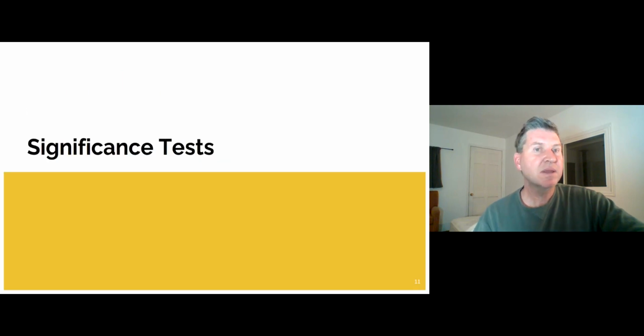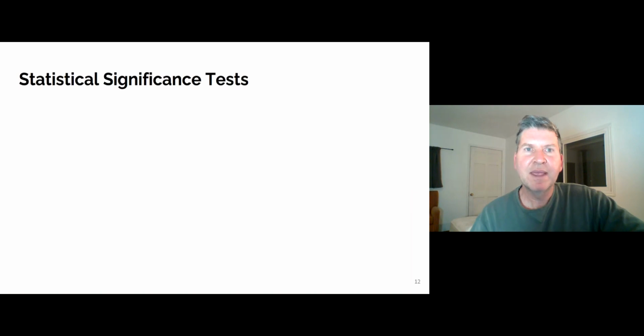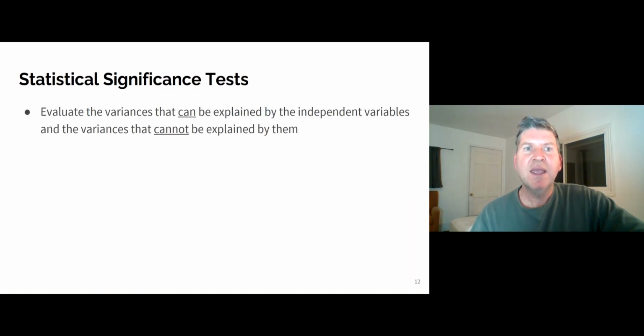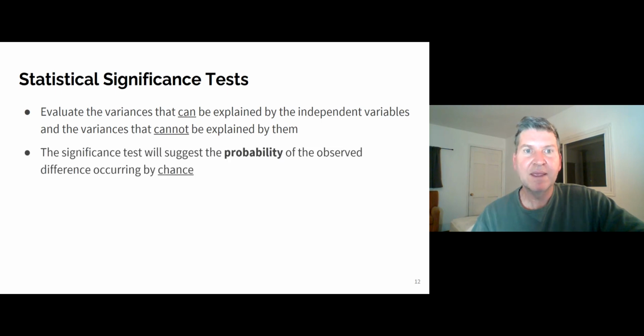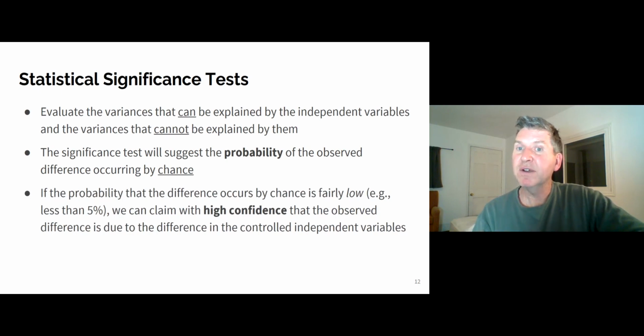So this leads us to the main topic, significance tests. Statistical significance tests evaluate the variances that can be explained by the independent variables and the variances that cannot be explained. So the significance test will suggest the probability of the observed difference occurring by chance alone. So if the probability that the difference occurs by chance is low, meaning less than 5%, we can claim with fairly high confidence that the observed difference is due to the controlled independent variables.